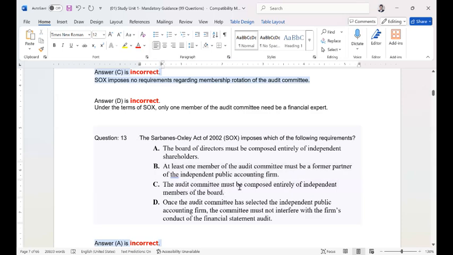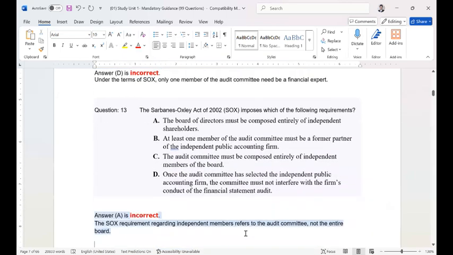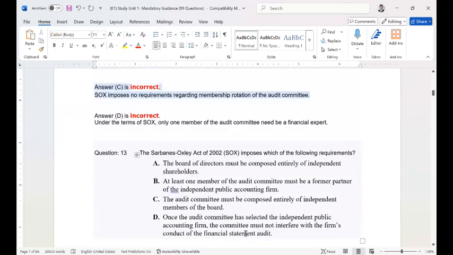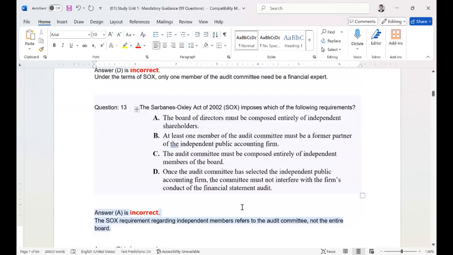Audit committee must be composed. Here again, must, entirely of independent board members. No, generally majority should be independent, but all should be non-executive directors. So it looks like this. Oh, sorry, C. Let's look at C. The audit committee must be composed entirely of independent directors. That is also wrong, no? I don't know why. Let's see. That's no, in Sri Lanka, it's wrong.